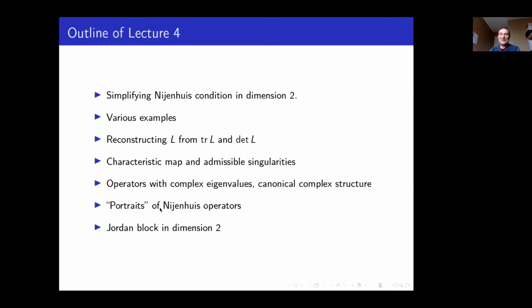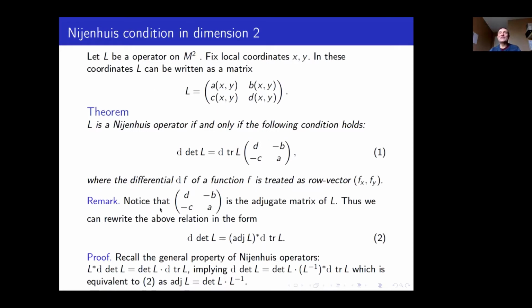Okay, so Nijenhuis condition. Let us consider just an arbitrary operator in dimension 2, an operator defined on a smooth manifold of dimension 2. Almost all constructions today will be local. We will consider a point, a neighborhood of this point, and write down operators in local coordinates.